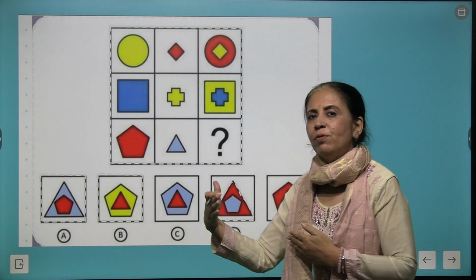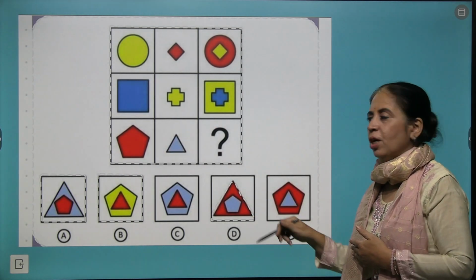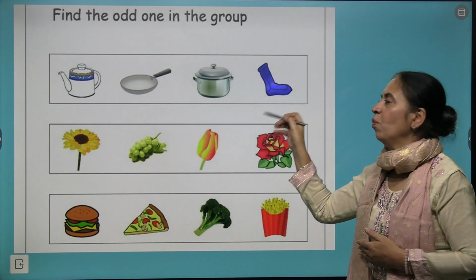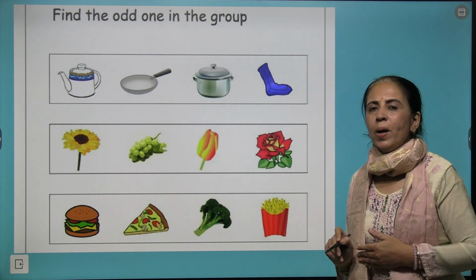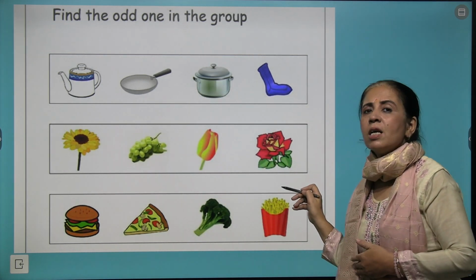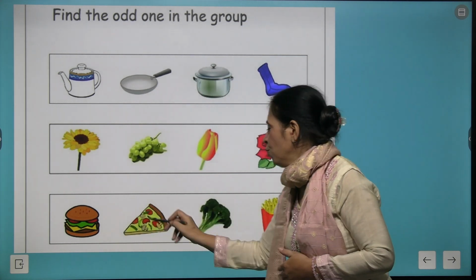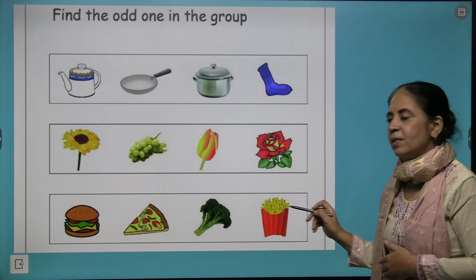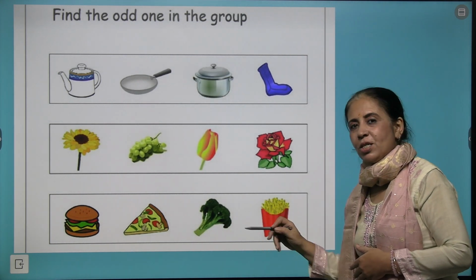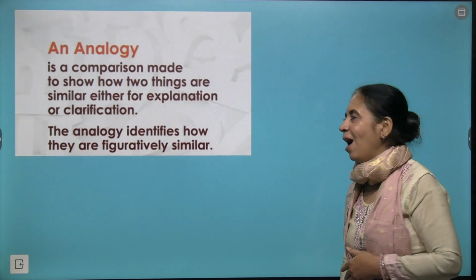So every time you have to find the reason and analyze, that will help you to come to the right conclusion. Look here, we have 3 vessels, so we say that this one is the odd one. Coming to the next figure, we could see we have 3 flowers, so we say here grapes are the odd one out. And what do you find here? We could see, yes, we have 3 junk foods, and how can this healthy vegetable be the part of it? So we chalk it out as an odd one out.